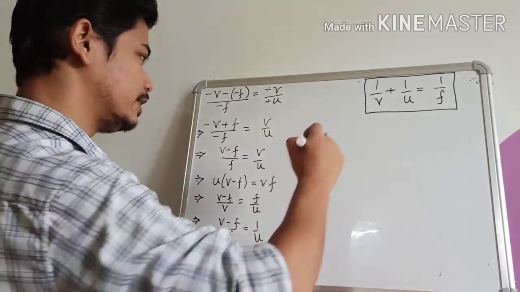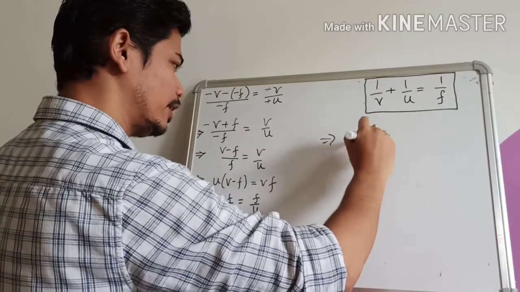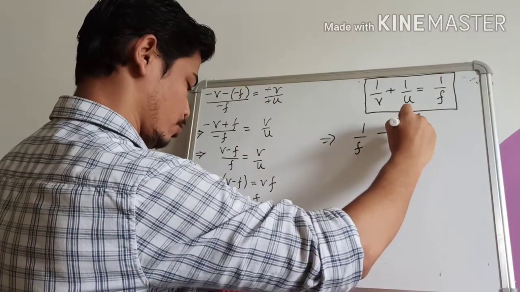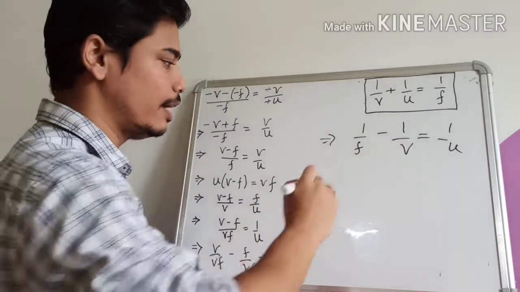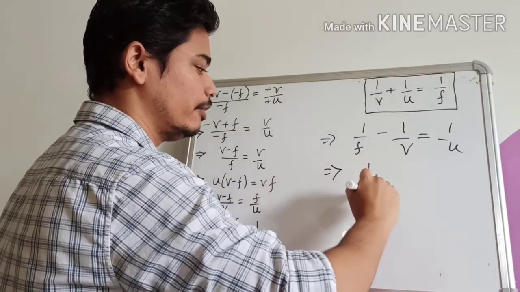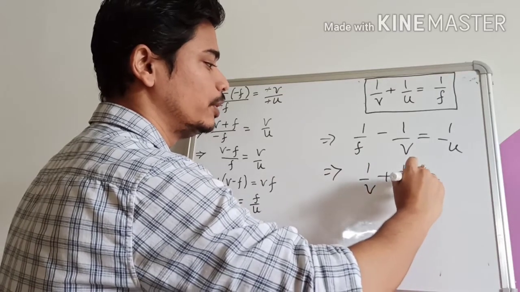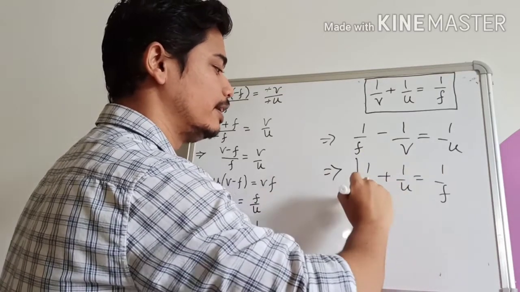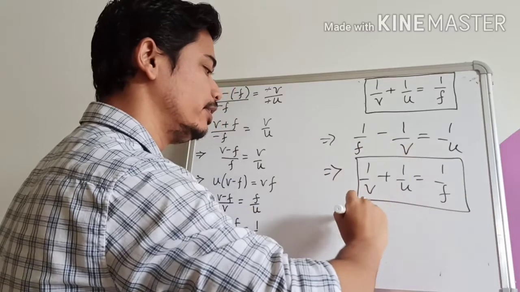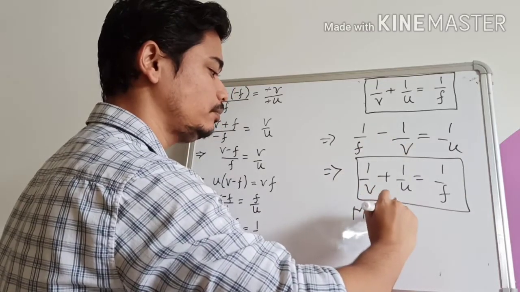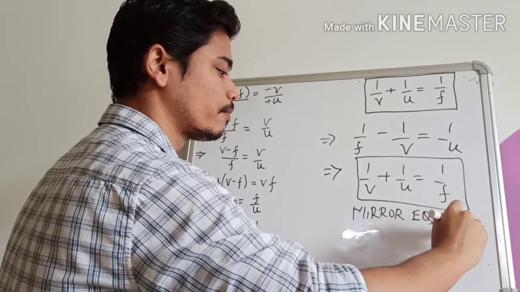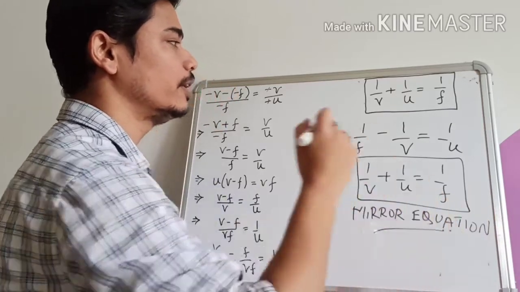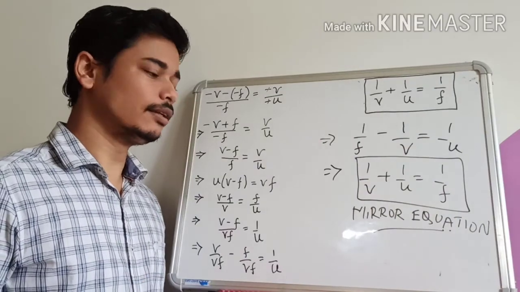If we cancel out these terms, then what will we get? We will get 1 by f minus 1 by v is equal to 1 by u. And this is nothing but 1 by v plus 1 by u equal to 1 by f, and this is what we call the mirror formula. This is the mirror equation. Okay, clear? Thank you.